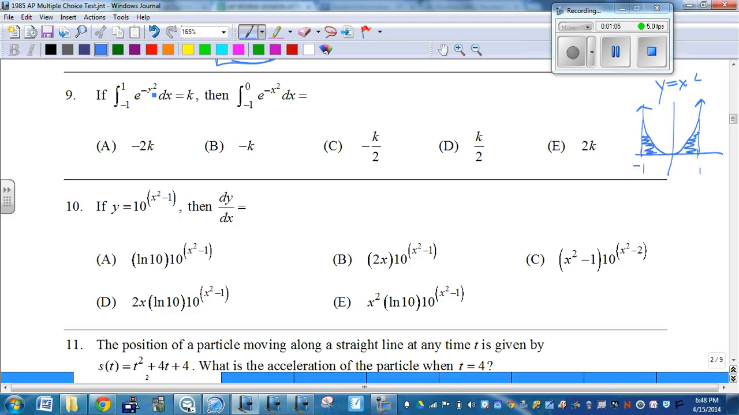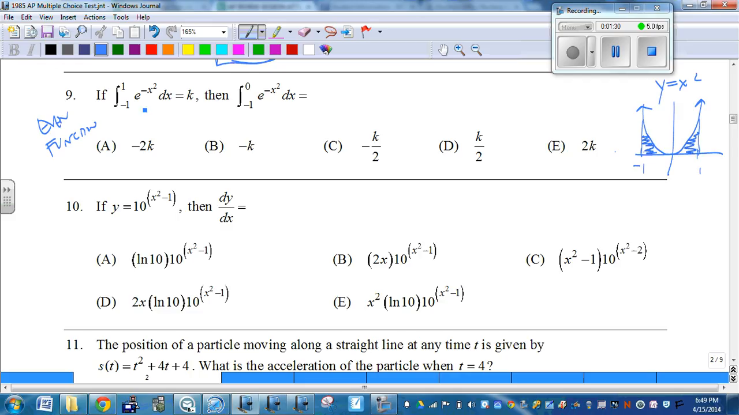Well, e to the negative x squared is an even function, right? No matter whether we put a positive x value or a negative x value, that's always going to come out to be the same thing. So this is an even function, which means this is going to happen. Same on both sides of the axis.